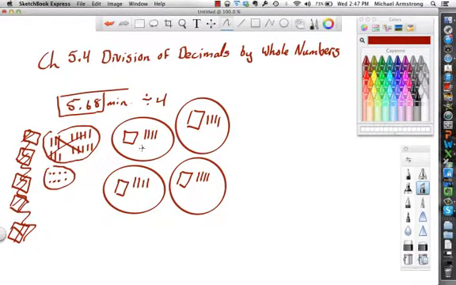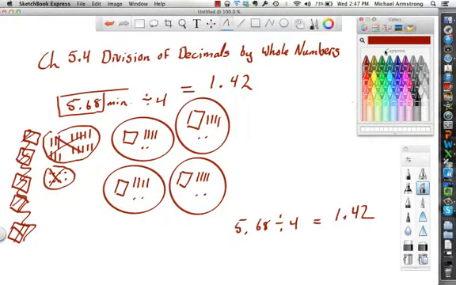And I can split those up, 2 in each one. 1, 2, 3, 4, 5, 6, 7, 8. So I've used all of my 5.68. I've divvied it up 4 ways with the 4 people. So each one has 1 whole, 4 tenths, and 2 hundredths, 1.42. So if I took 5 and 68 hundredths and divided by 4, I would get 1.42.